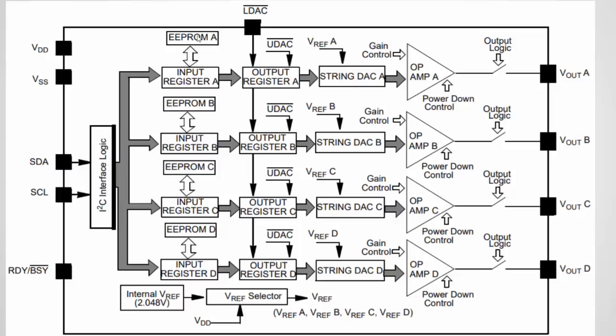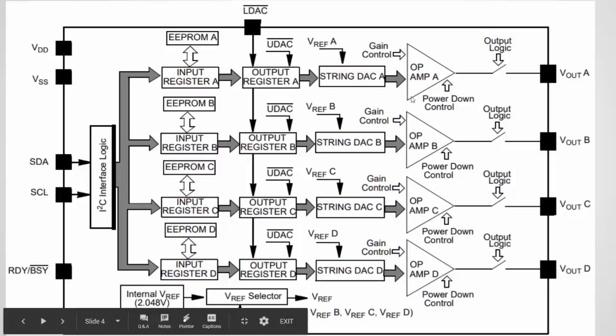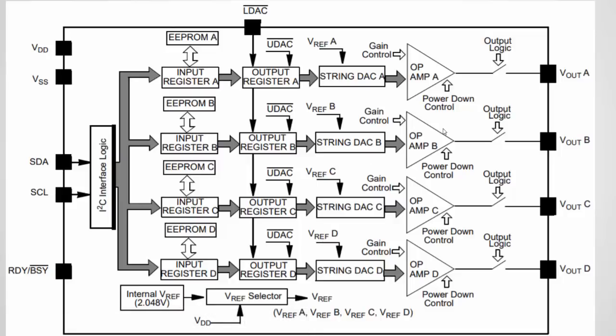You can access saved values from EEPROM, so when the DAC powers up, it goes to whatever value you have stored, so you can set a default for when it powers up. The LDAC pin allows you to synchronize the outputs, and I'll actually show an example of that. You can control what voltage reference to use, you have buffer amps, and so on and so forth. So let's see some of these features in action.